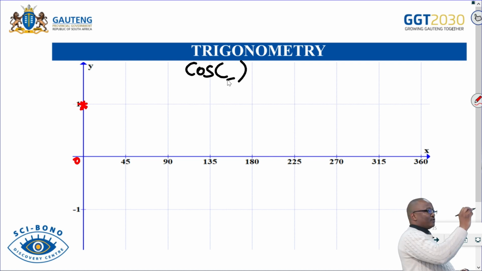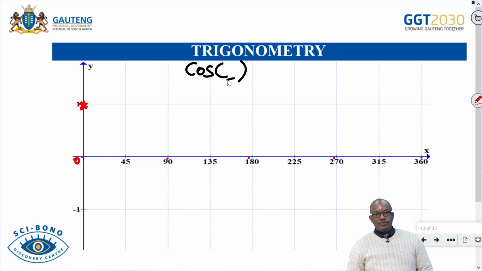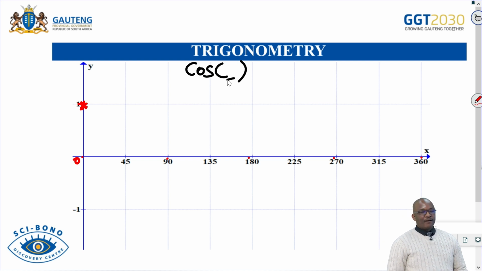Then it says 0, 90, 180, 270, and 360. Those are the values that we are going to use on our axis. So if we substitute 90 now, you will get 0.